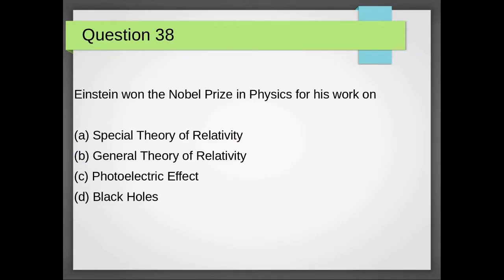Question 38. Einstein won the Nobel Prize in Physics for his work on special theory of relativity, general theory of relativity, photoelectric effect, black holes. So the obvious choice to rule out is black holes, because Einstein did not work specifically on black holes. But the first 3 are definitely areas he worked on. And while general theory of relativity and special theory of relativity are his most significant contributions to physics, he actually received the Nobel Prize for his work on photoelectric effect. So it's option C.